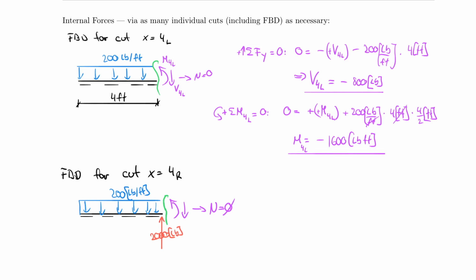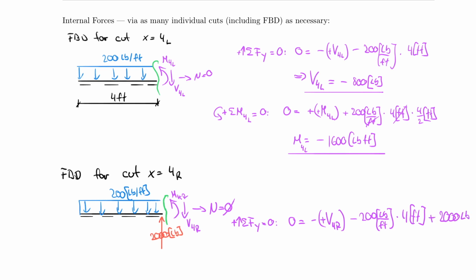Now I can calculate the sum of the forces in the y direction being equal to 0, positive upwards, and 0 is really equal to v4 to the right. And let's include this one here as well. So now minus positive defined v4 to the right minus 200 pounds per foot multiplied by 4 feet and plus 2,000 pounds. And that computes the shear force for V at 4 to the right.